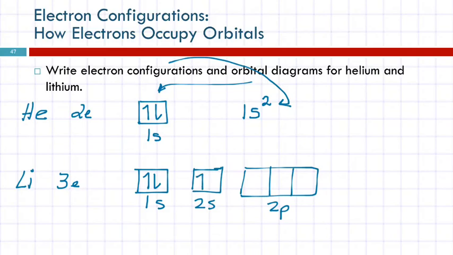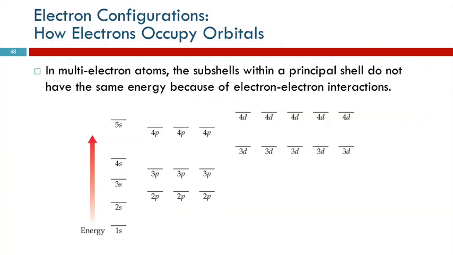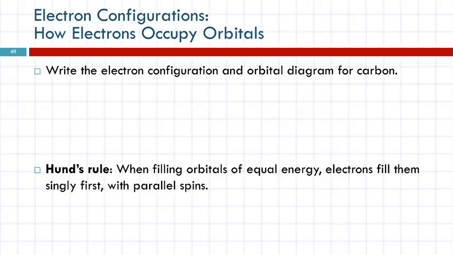So that 3rd electron goes into the next shell. That's the orbital diagram. The electron configuration would be 1s2, 2s1. And you thought net ionic equations were confusing. Questions? Okay, there it is.